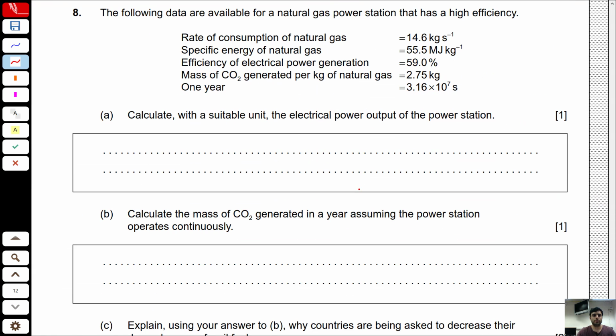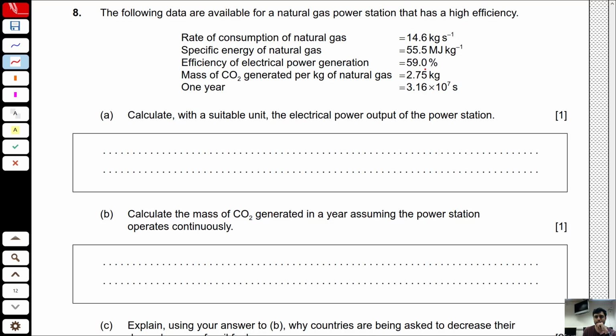Question number 8. The following data are available for a natural gas power station that has a high efficiency. So the rate of consumption of natural gas is this much. Everything is given to us. Calculate with a suitable unit the electrical power output of the power station. So the rate of consumption of natural gas is like every second, this much kg of natural gas is consumed. Specific energy of natural gas is this much. Efficiency of the electrical power generation is this much.